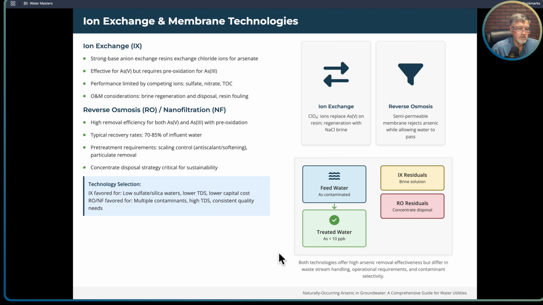So ion exchange is favored for low sulfate, silica waters, lower total dissolved solids. It's a lower capital cost. RO and NF favored for multiple contaminants, high TDS, consistent quality needs. And RO is probably going to be your most expensive as well. So once again, you're going to be dealing with brines in either case, and that's going to be concentrated arsenic and other contaminants in there that you're going to need to analyze and dispose of properly.